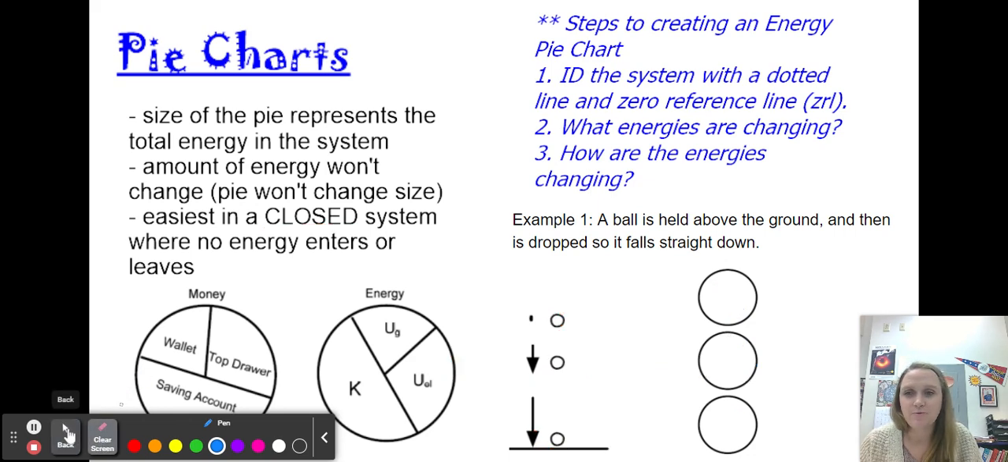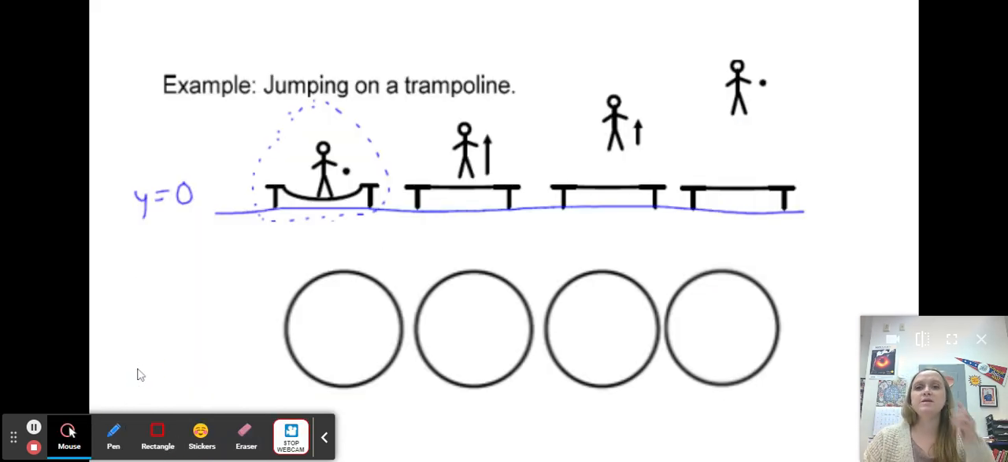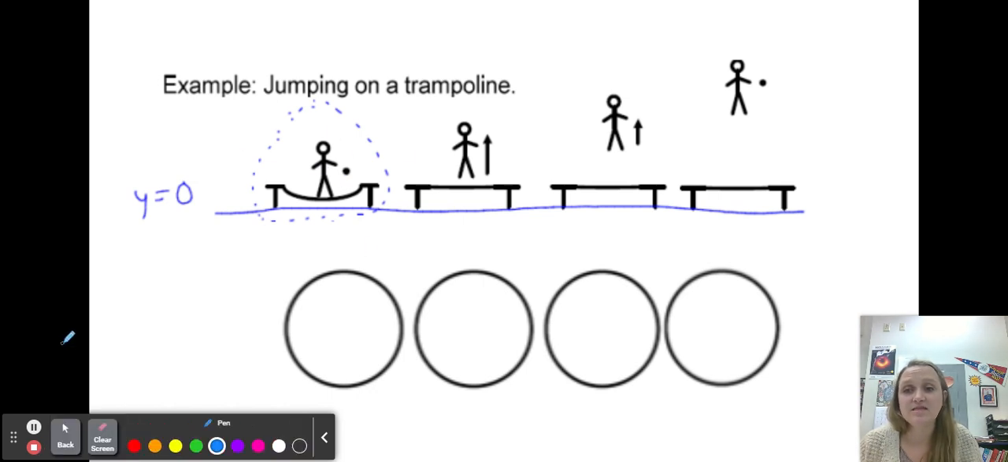Let's look at another example. So another example would be a jumper on a trampoline. You can see I've already drawn my zero reference line. It's the ground, the bottom of the trampoline. I've got my jumper and the whole thing is in my system. So at the beginning, I've got a little bit of height, so I know I'm going to have some gravitational energy. And I'm not moving, so there's no kinetic, but I've got some spring energy as well. Now, I don't have a lot of height, so I'm going to say it's mostly spring energy here.